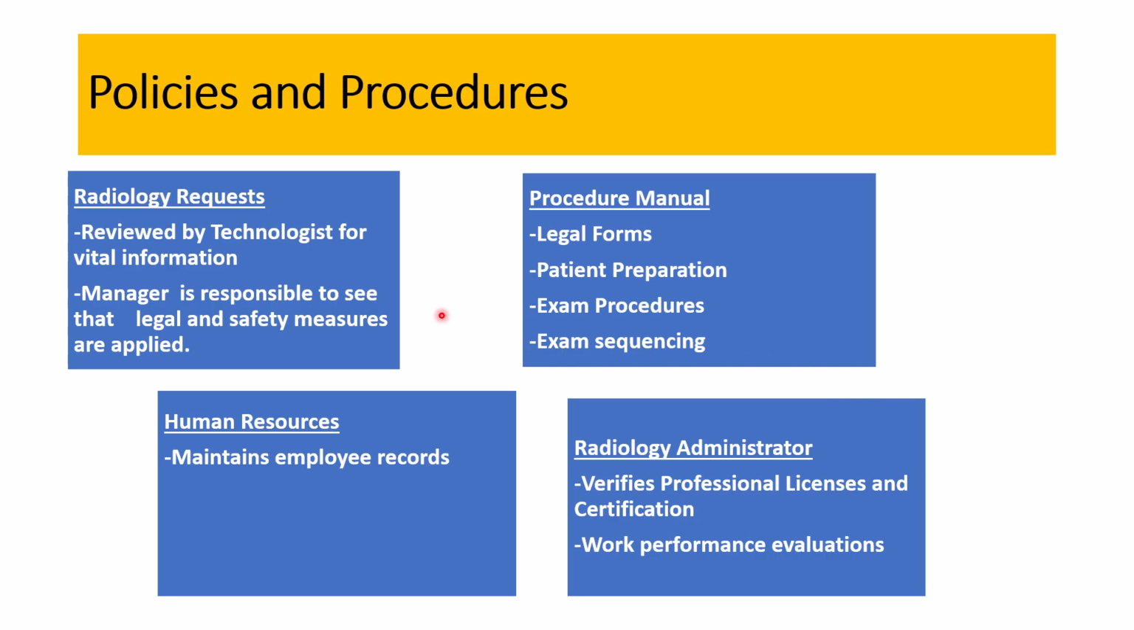In the policies and procedures, when you get a radiology request, the basic components that we talked about last week are going to be reviewed by the technologist for vital information: the patient's name, their date of birth, their identifying numbers, MRN number and or accession number, usually both of those. Accession number tells the exact number of this exam. If you were doing a foot exam and a hand exam, they would have a different accession number.